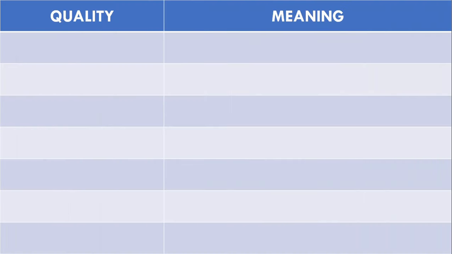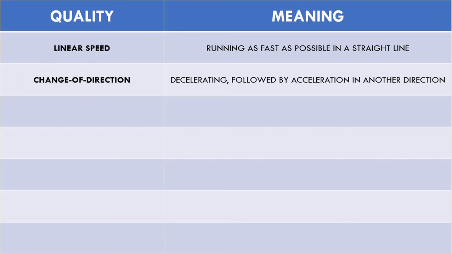The first is linear speed. This refers to how fast an athlete can run in a straight line. This includes both acceleration ability as well as maximum speed running. We also have change of direction ability. This refers to how quickly an athlete can decelerate, turn in a different direction, and then re-accelerate in that direction.